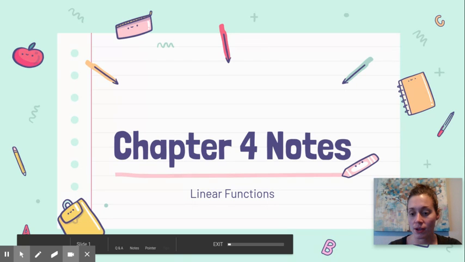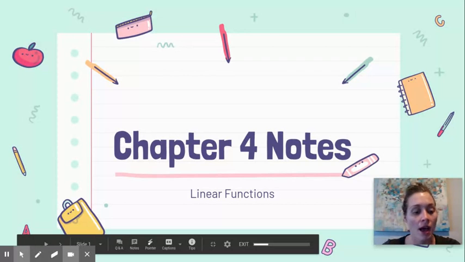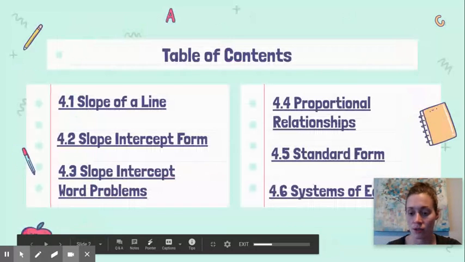So you should have your packet of Chapter 4 notes in front of you, and we're just going to start Chapter 4, so you'll follow along with me here. Today we're just going to do the first section of Chapter 4, where we talk about slope of a line.